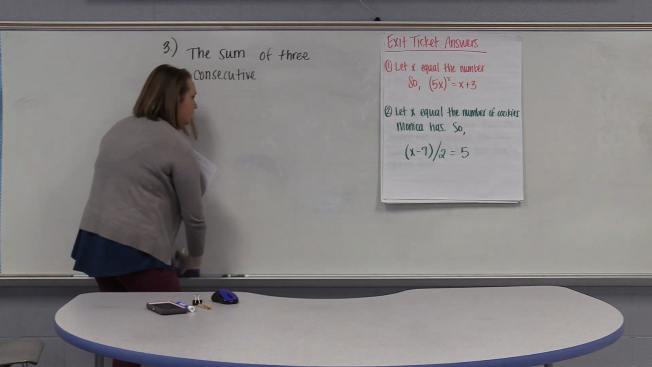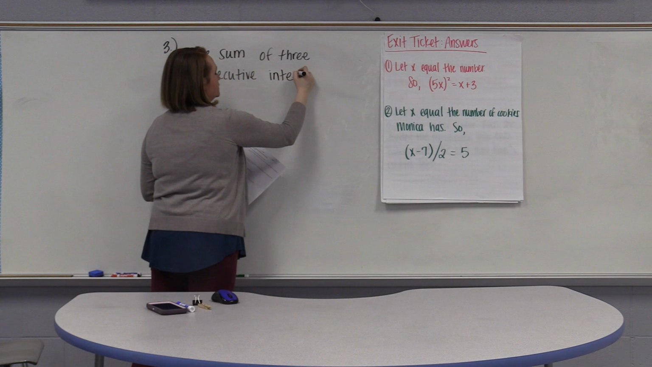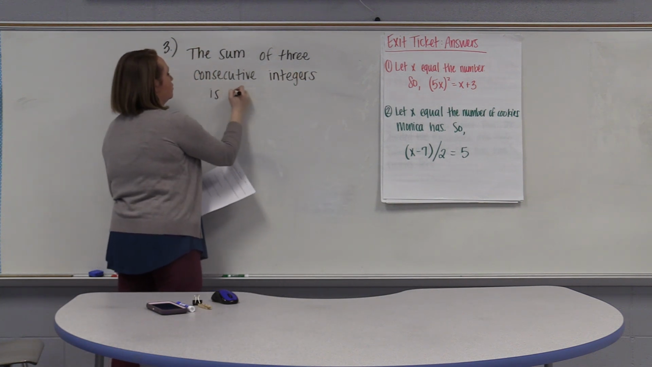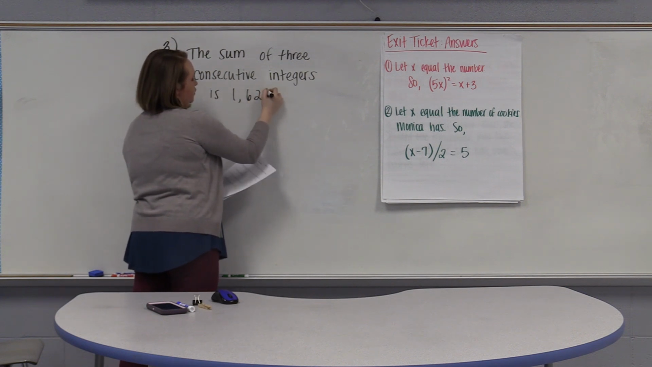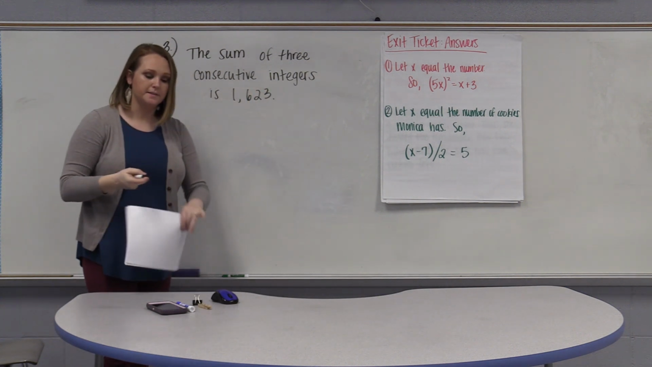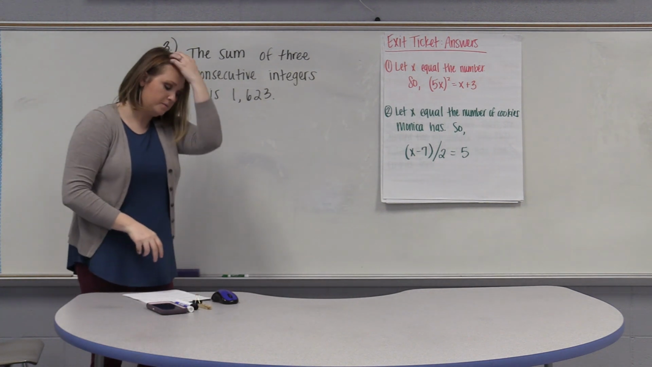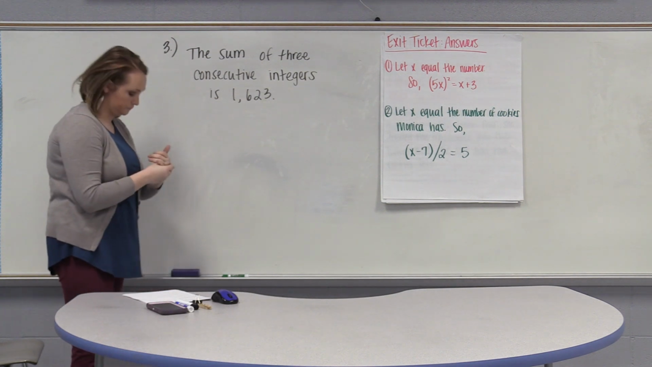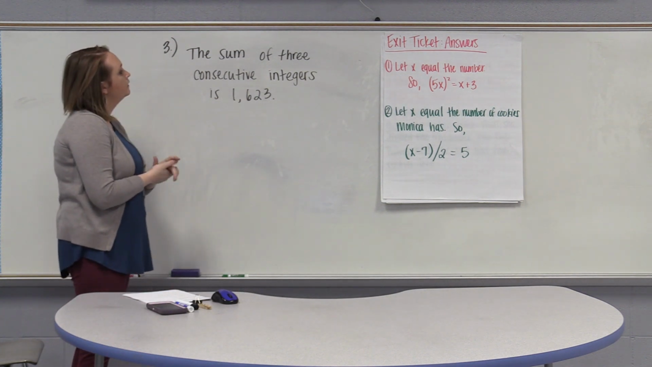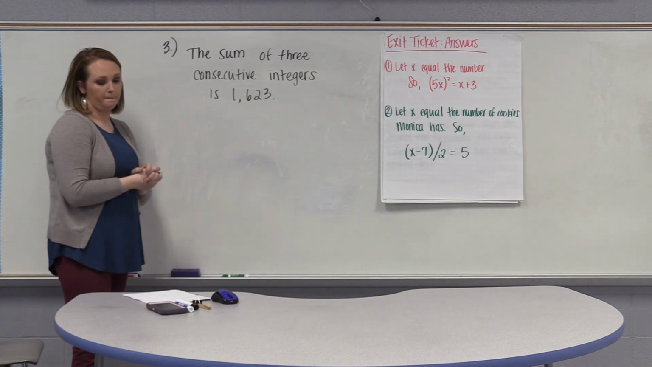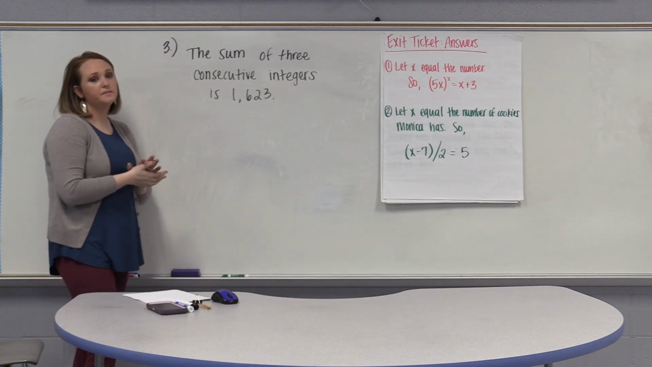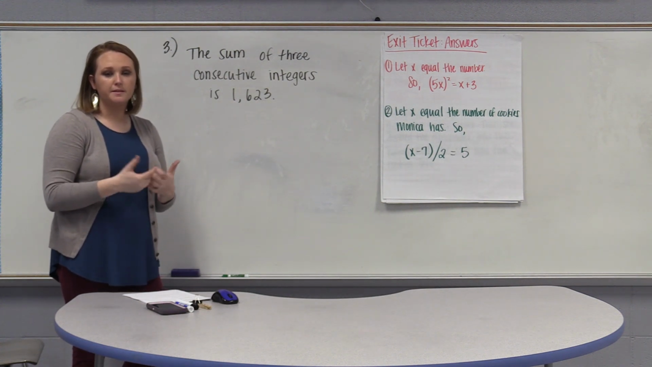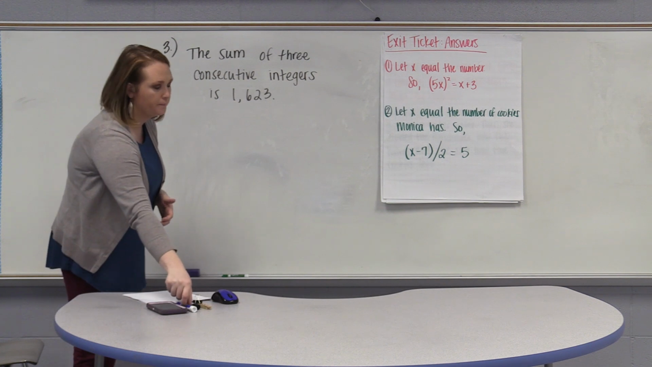I want to use the exact same vocabulary. The sum of 3 consecutive integers is 1,623. Take some time and see if you can come up with your own mathematical statement. For sake of time, we'll go over this together, but remember, if at any point I'm going at a faster pace than you would like, please feel free to pause your video.